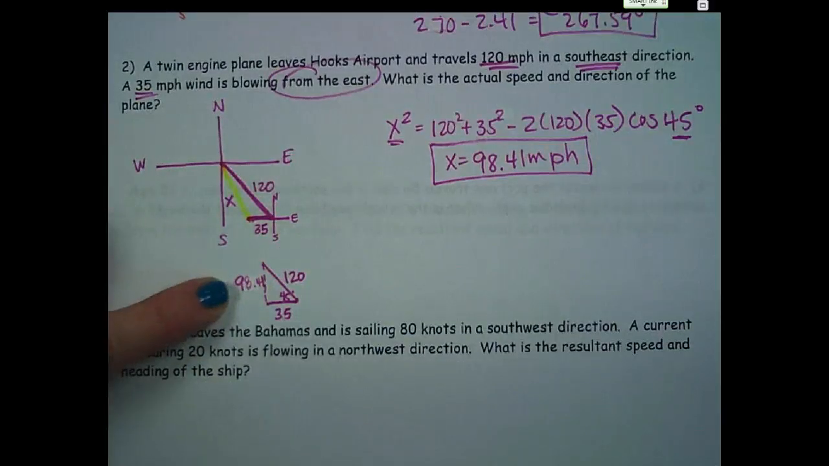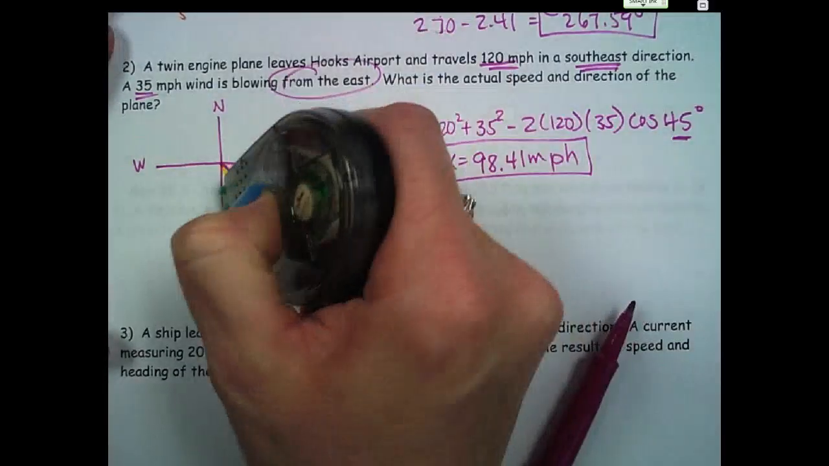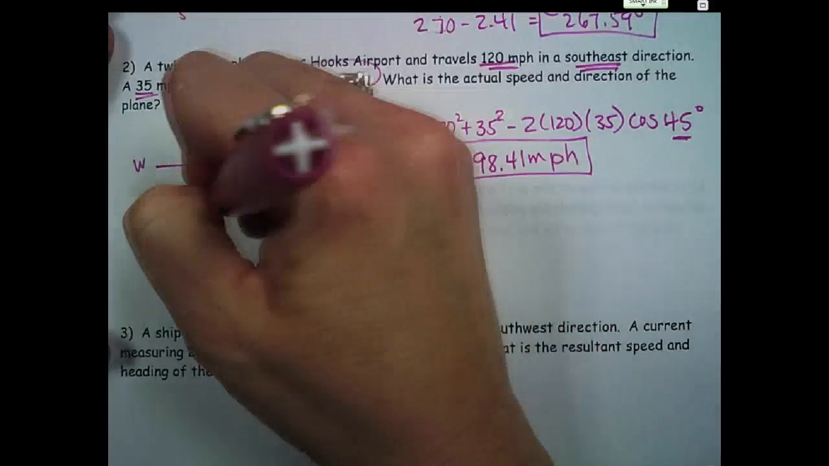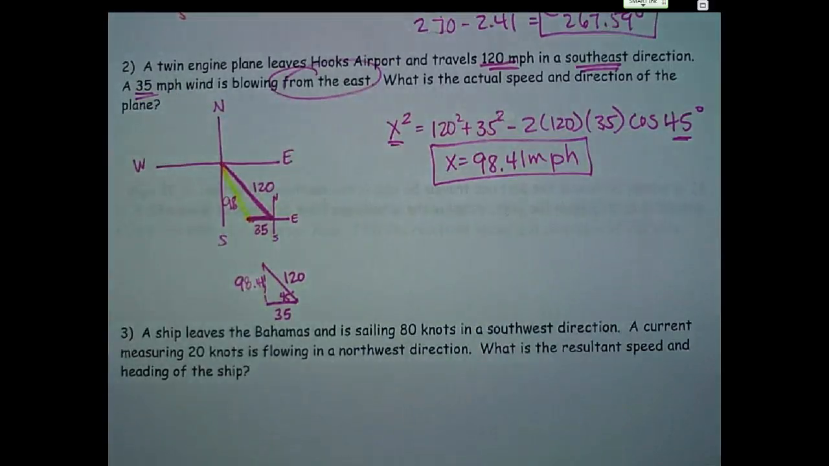And we just have one small part left. I know how fast the plane is going. I now know that this yellow line represents approximately 98, correct? But what I'm asking for now is the direction of the airplane. Remember, it's from the north, so the airplane is now the yellow line. So I'm going to go from here all the way to the yellow line. Okay? So let's find that angle.